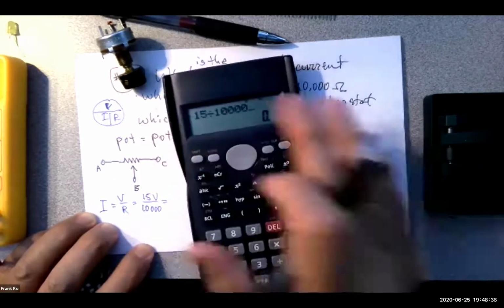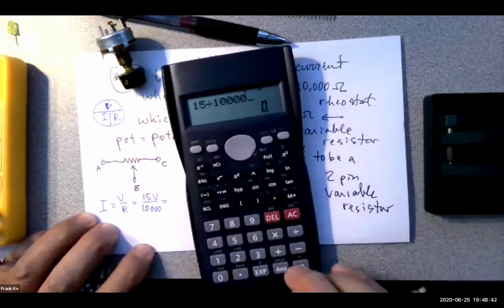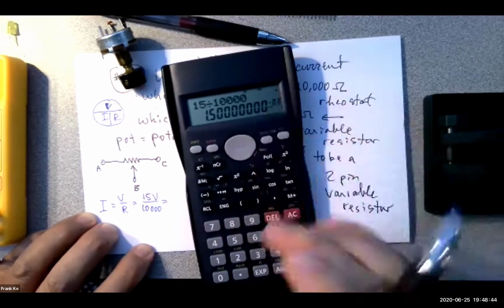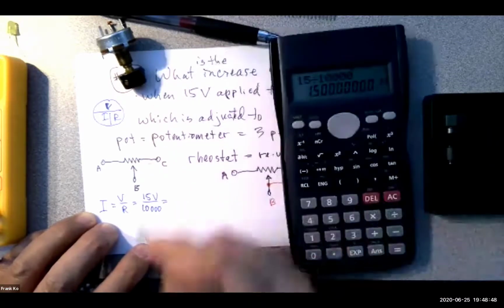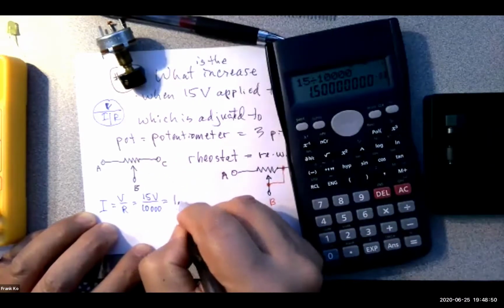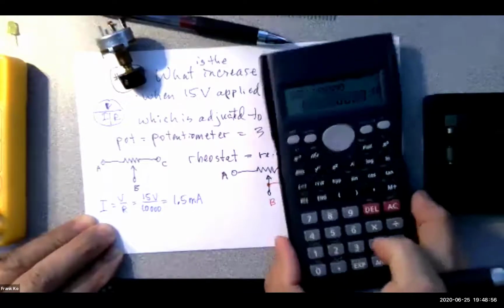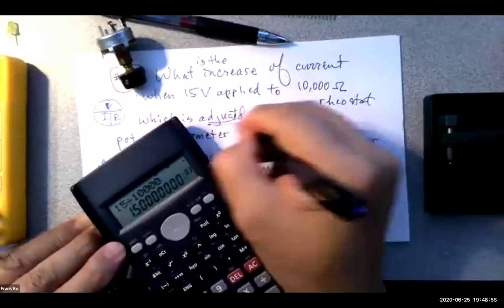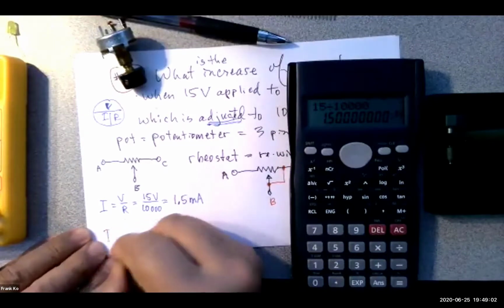So 15 divided by 10,000. Double check before we hit the equal key that this is exactly what we want. 15 divided by 10,000. Hit this, and we end up with, you're right, 1.5 with a 10 power negative 3. So it works out to be 1.5 milliamp. So far, so good. So now it's going to be adjusted.